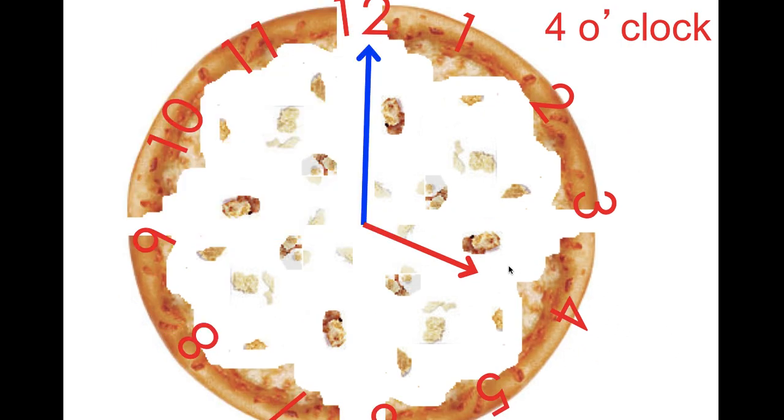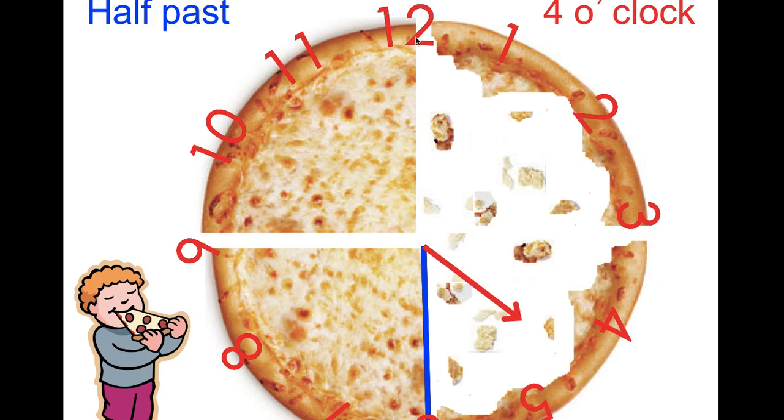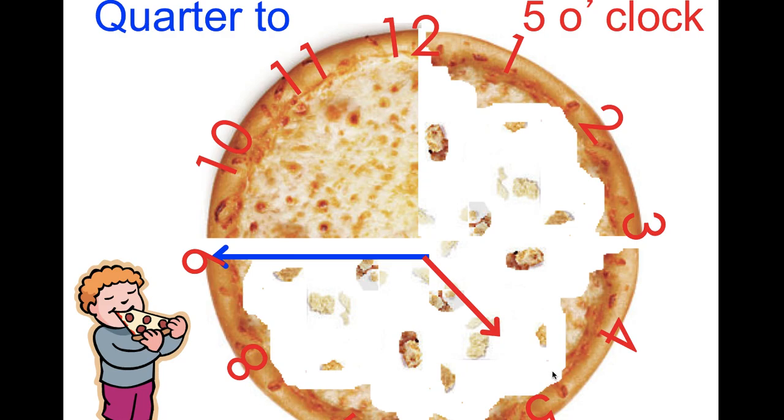Now at 4 o'clock, 4 pizzas eaten. 4:15 is quarter past 4. 4:15, 1/4 has passed. So 4:15 is quarter past 4. 4:30 means half past 4, because half of the pizza is missing. And then at 4:45, there's only 1/4 of the pizza left, and it's 1/4 left until 5 o'clock.